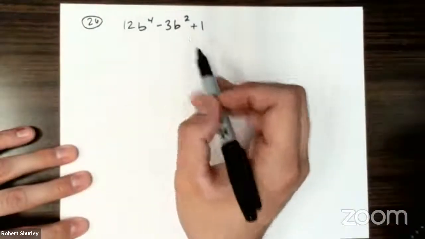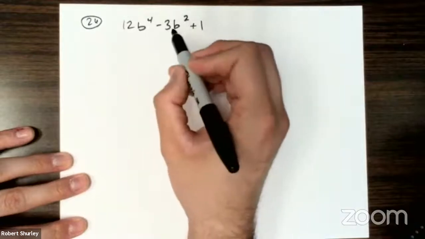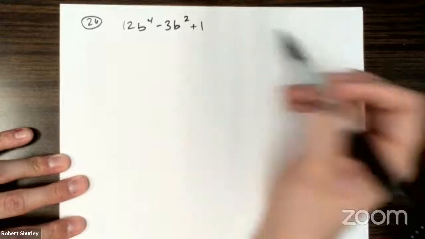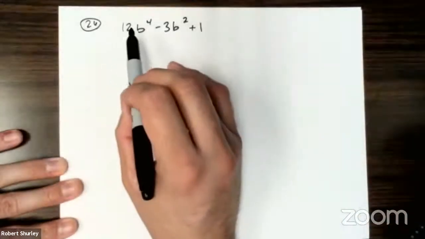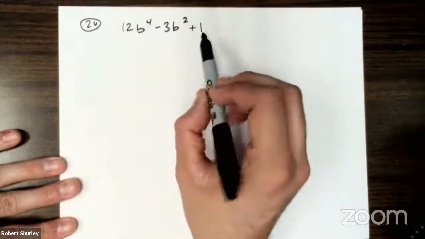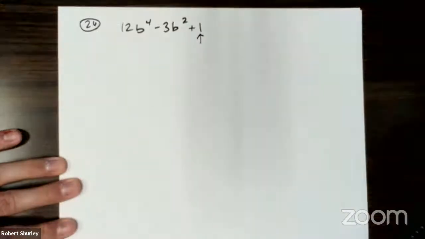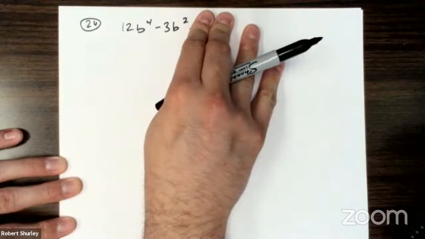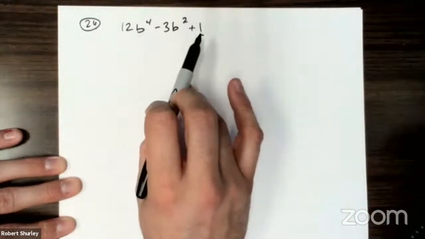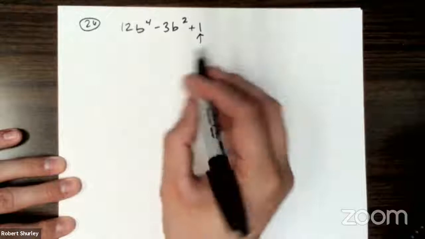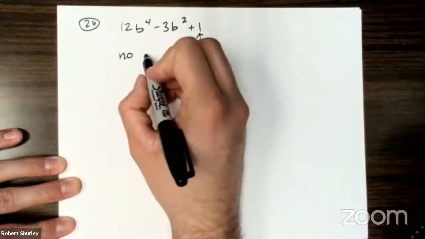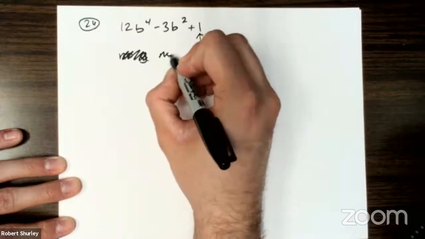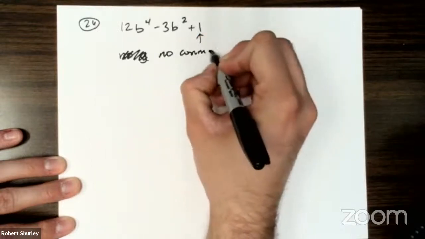So if we look at this one, though, look, 12b to the fourth minus 3b squared. Okay, we're good there. We can factor 3 out. But we've got a positive 1. There's nothing common in all three of these terms because this 1 is messing it up. If we didn't have the 1 there, we could definitely factor out like 3b squared. So because the 1's there and there's nothing common, what we're going to say is no common factors.